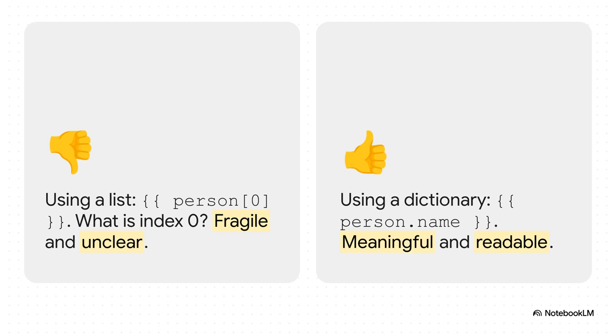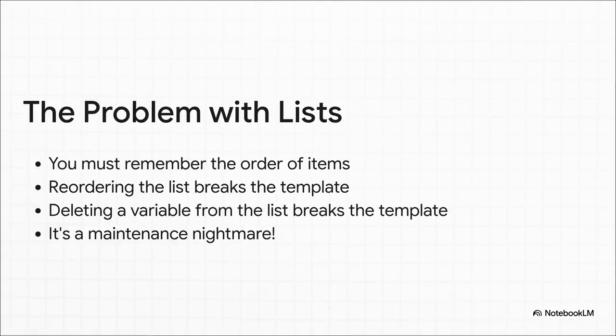Look at the left. var[0]. What on earth is that? You have no idea. You have to go back to your Python code, find the tuple, count the elements. It's a pain. Now look at the right, person.name. It's beautiful. It tells you exactly what it is. The code explains itself. And it's not just about being confusing.